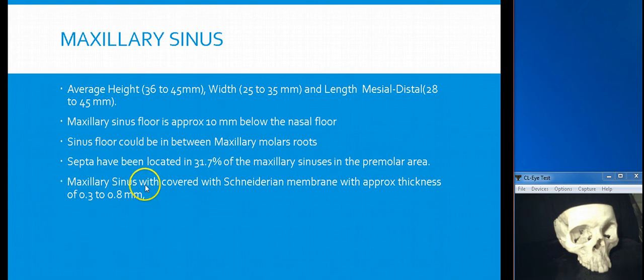The maxillary sinus is covered by the Schneiderian membrane, and the thickness of the membrane, as you know already, is 0.3 to 0.8 millimeters, so it's very thin. So whenever you're taking out that second molar and the palatal root, the bone is very thin on the old patient, and you can see the membrane and tear of the membrane. So keep that in mind.